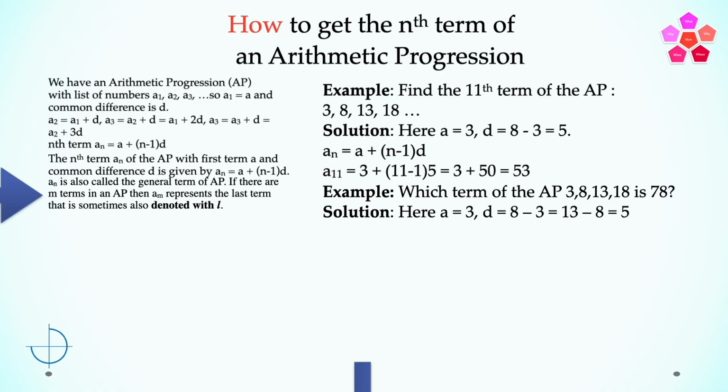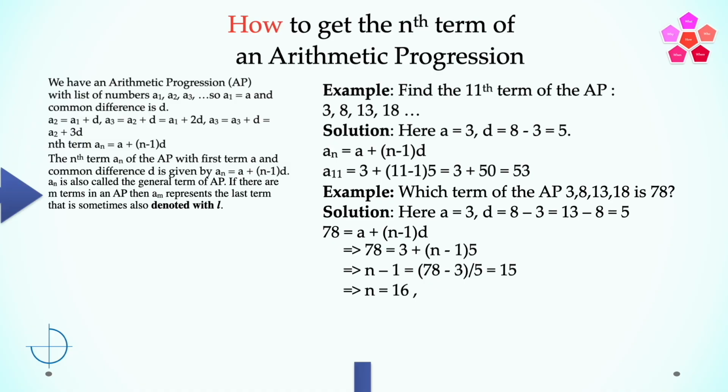So applying the same formula again, 78 is equal to a plus (n minus 1)d, which implies that 78 is equal to 3 plus (n minus 1) multiplied by 5. Finally, we see that n minus 1 is equal to 15 and n finally is 16. Thus, the number 78 is the 16th term of the arithmetic progression 3, 8, 13 and so on till 78. Let's take another example.